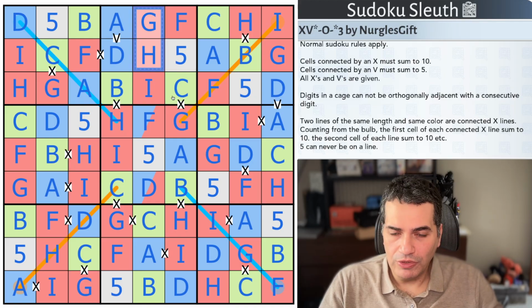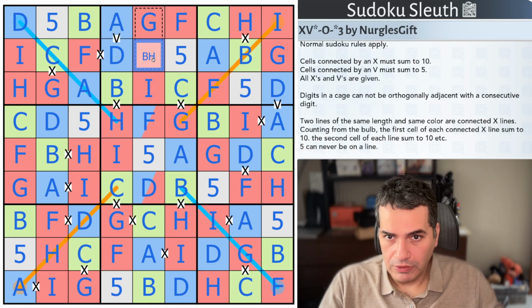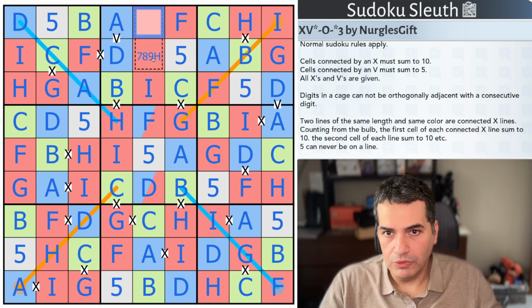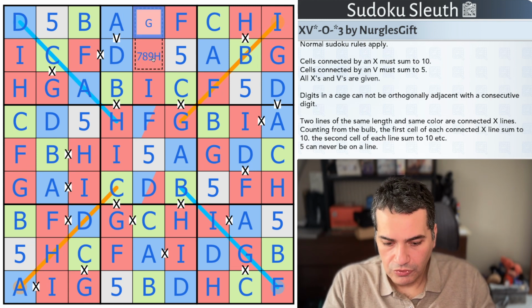Right, what is now all of this telling me? It's not as helpful as I was hoping. So it's telling me that this is not 6. This is not at all what I wanted to do. This is H or 7, 8, 9. Therefore, this is G or 6, 7, 8.